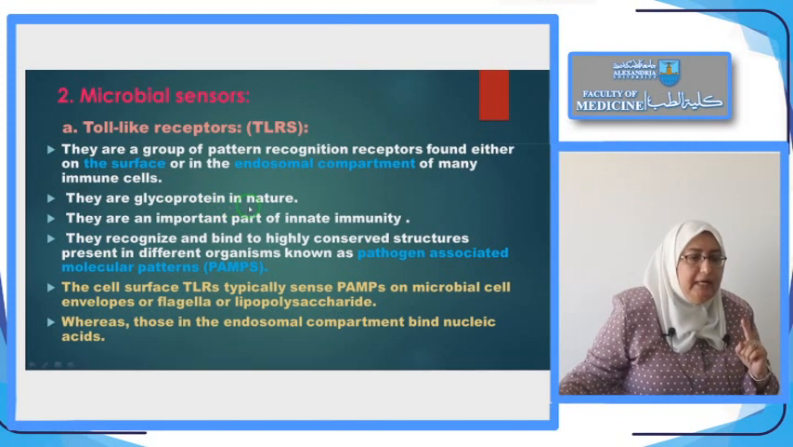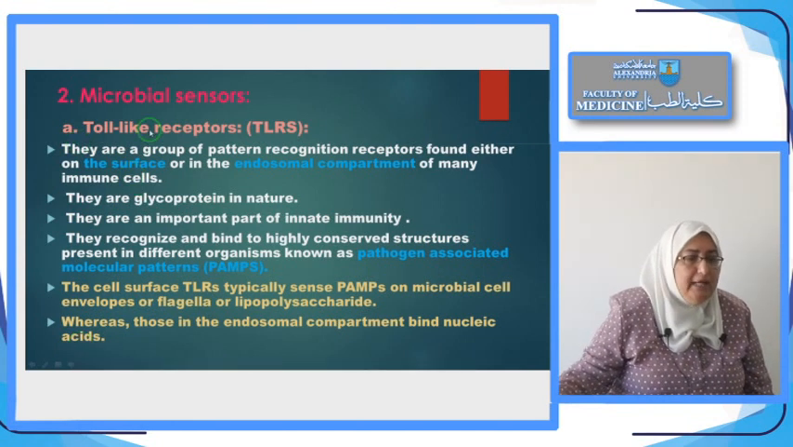They are not lipopolysaccharide, they are glycoprotein in nature. They have an important role in innate immunity. They recognize PAMPs. What is PAMPs? Pathogen-associated molecular pattern. They are highly conserved structures in different organisms. So Toll-like receptor on immune cell binds to PAMPs. The cell surface Toll-like receptor typically senses PAMPs on the microbial cell envelope or flagella or lipopolysaccharide of the microbe, whereas the endosomal compartment binds to nucleic acid.